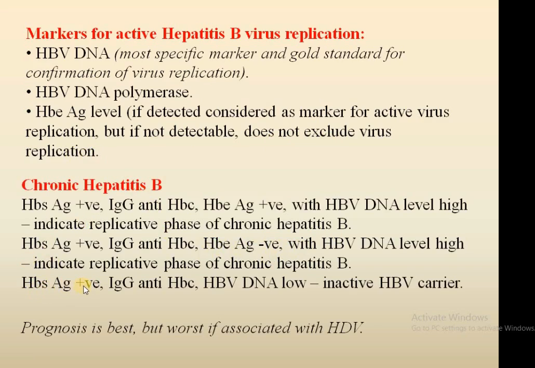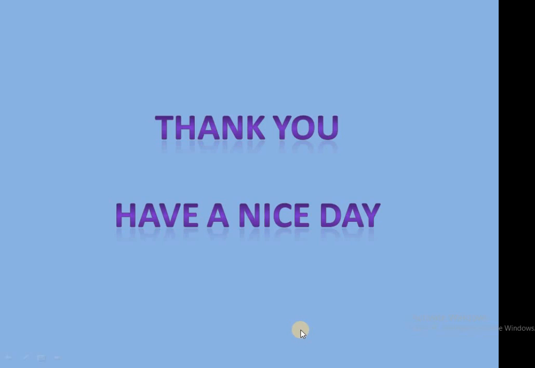Now HBsAg positive, IgG anti-HBc indicates chronic phase, with low HBV DNA, that indicates an inactive HBV carrier. So with the knowledge of these markers, you can tell whether the patient is in the active phase, chronic phase, chronic active phase, chronic carrier phase, or chronic inactive phase. Prognosis for hepatitis B is best, but if hepatitis D virus HDV superinfects on the HBV, the prognosis becomes the worst.